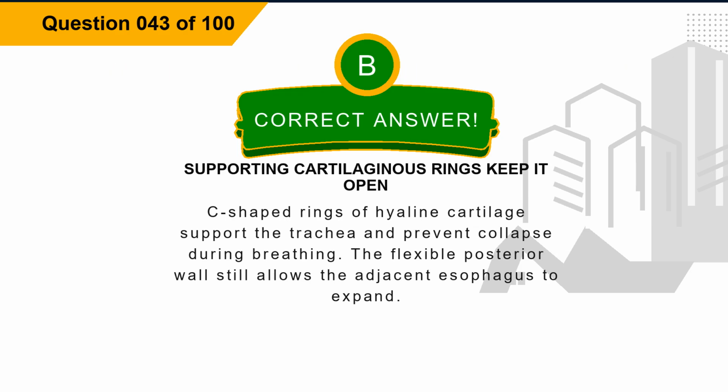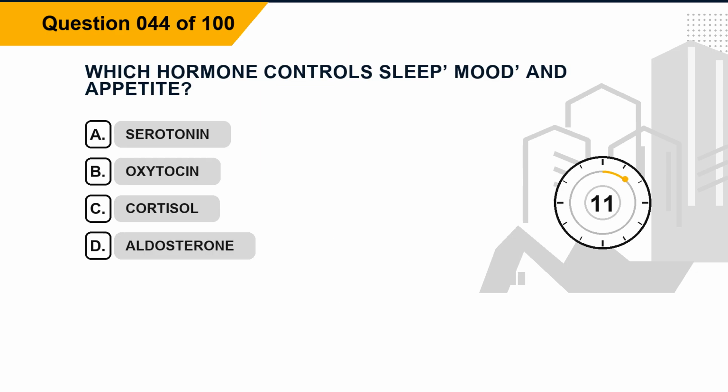Explanation: C-shaped rings of hyaline cartilage support the trachea and prevent collapse during breathing. The flexible posterior wall still allows the adjacent esophagus to expand. Question 44. Which hormone controls sleep, mood, and appetite?